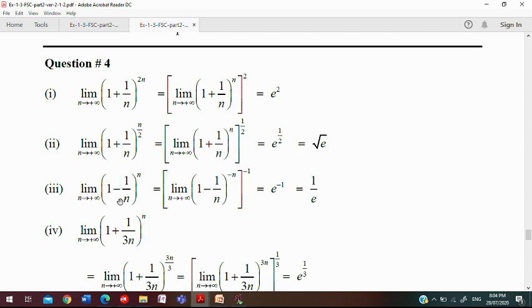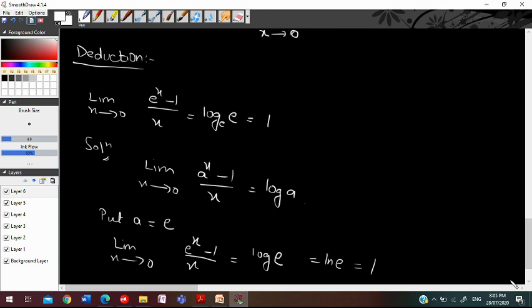Again, here we have limit n approaches to infinity, (1 minus 1 by n) power n. In our theorem we have a plus sign, but in our question we have a negative sign over here. It's a simple technique, and I will show it here. I will write the third part first: limit n approaches to infinity, (1 minus 1 by n) power n.